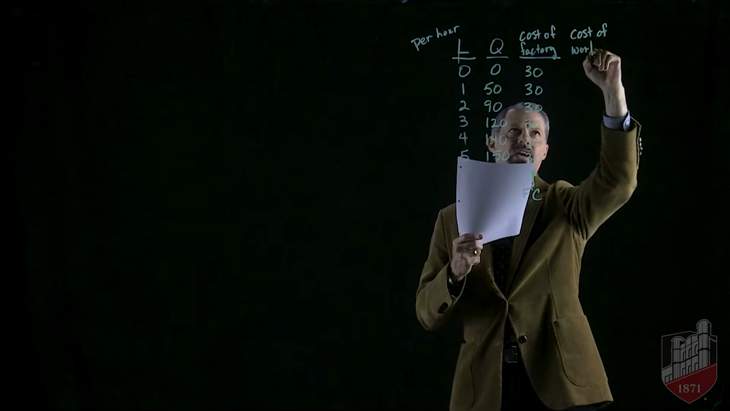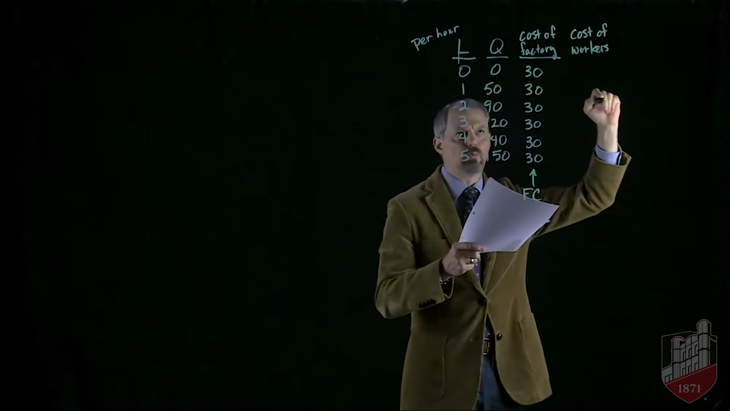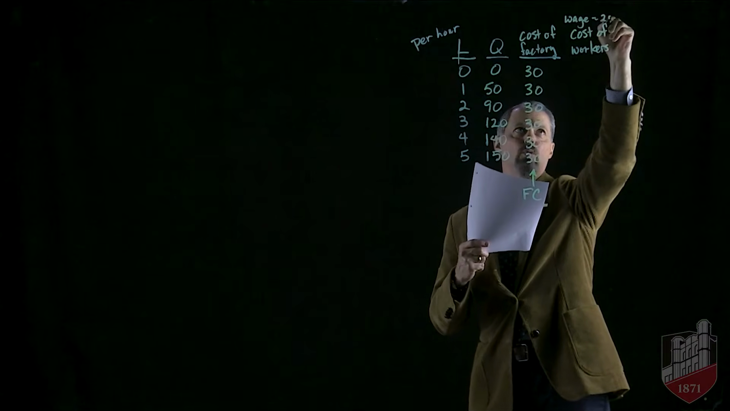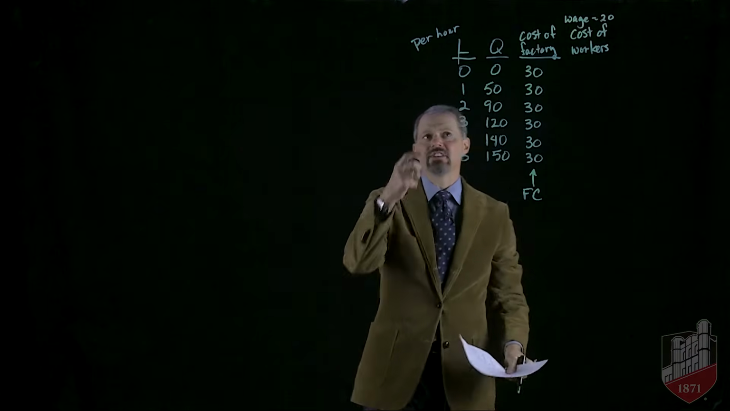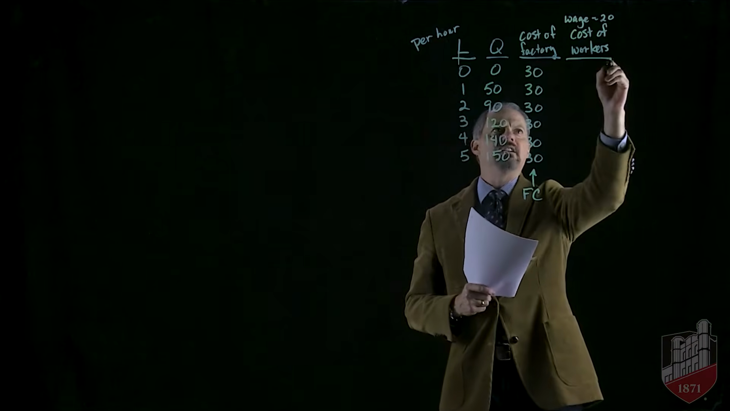Cost of workers, and I'm going to make an assumption here. Let's suppose that the wage is equal to $20. So I'll put up here wage equals $20. So we've got everything per hour, and so that is convenient.